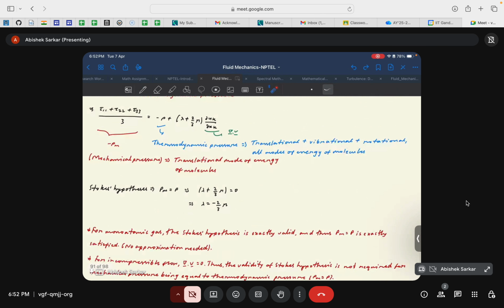And from the Stokes hypothesis, it turns out that the mechanical pressure is indeed equal to the thermodynamic pressure, and it would only happen when lambda plus 2 by 3 mu is equal to 0. That is the first case. Let me come to what other scenarios are when this is valid. This would happen irrespective of the type of the velocity field. If lambda plus 2 by 3 mu is equal to 0, then lambda will be equal to minus 2 by 3 mu, and the Stokes hypothesis would be valid. That is, mechanical pressure would be equal to thermodynamic pressure.